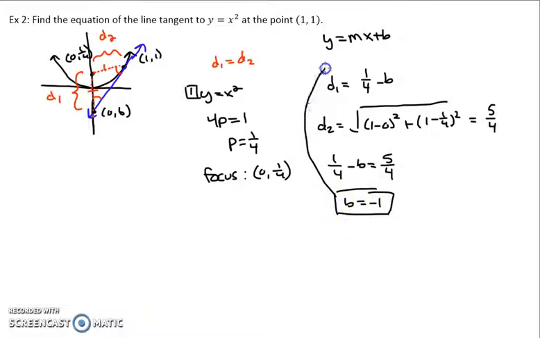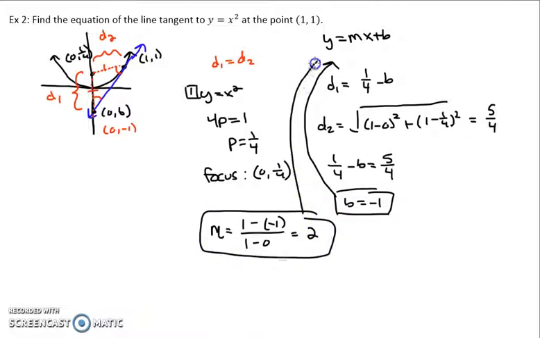So we know part of our equation. We know b is equal to -1. Now we just need to find the slope. Well, if we now know that this is the point (0, -1), we can find the slope between this point and that point because they're both on the tangent line. So we know the slope is going to be equal to 1 minus -1 over 1 minus 0. So our slope is going to be 2. So if our slope is 2 and our intercept is -1, we know we have y = 2x - 1 as the equation of the tangent line.